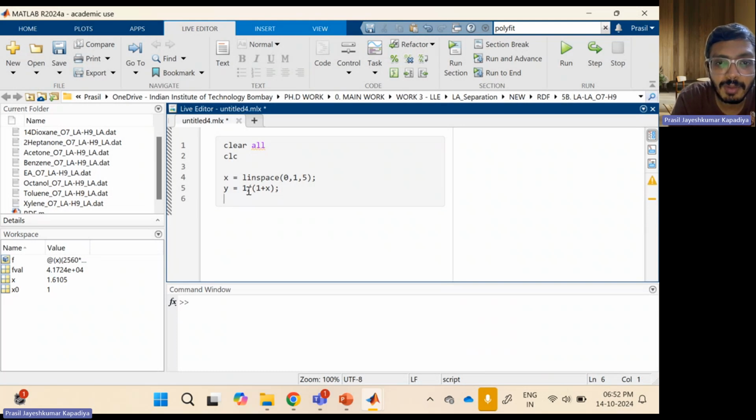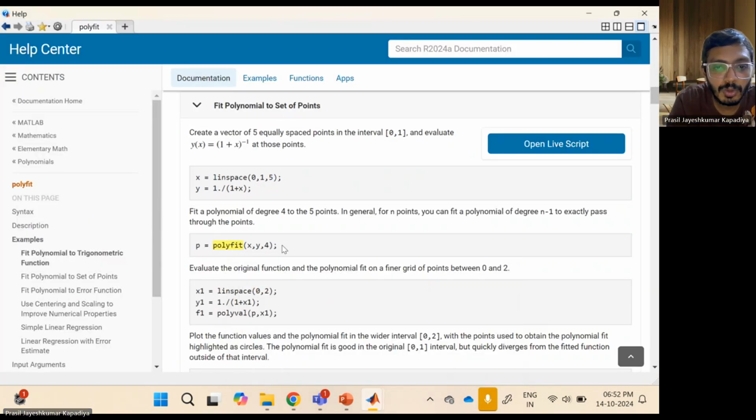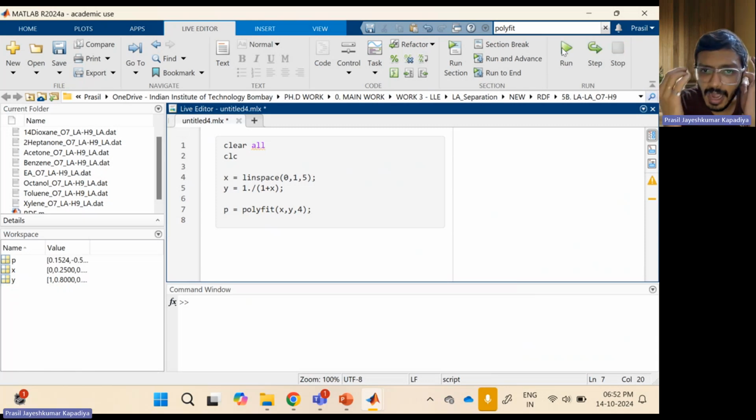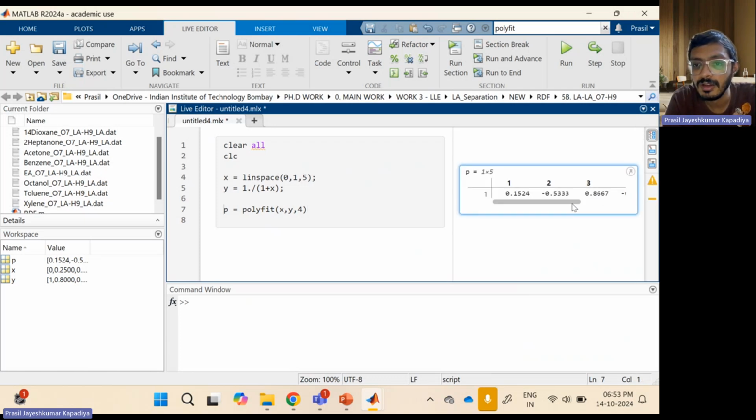But what is the issue? Here my x is a matrix. Okay, so I need to put a dot. Then what can I do? I can fit one polynomial. So let's say I am fitting this order of polynomial p. So see, this is my polynomial. And if I run this, I will get these coefficients. So if I remove this, okay, so these are the polynomial coefficients A0, A1, A2, A3, A4, A5. Okay, so this is how we can fit.